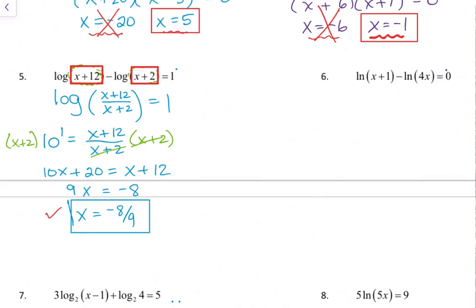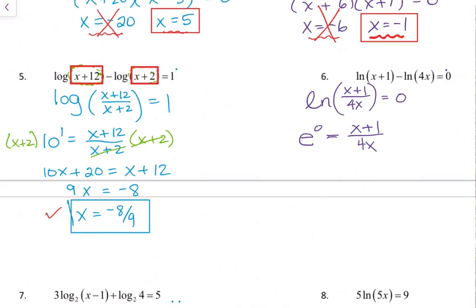So to subtract these two natural logs, we're going to do the same thing we did in number 5. And our new argument is going to be the first argument over the second argument. So I've got the natural log of (x plus 1) over 4x equals 0. And now we write it as an exponential. So I start with my base, and because this is ln, my base is e, my power is 0, and I set that equal to the argument.